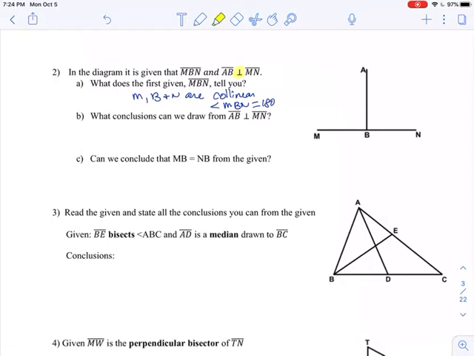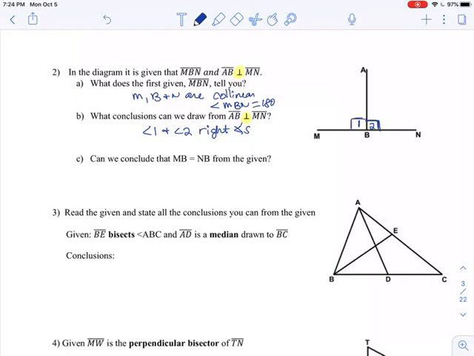Okay? The most important thing in this, though, is part B. What conclusions can we draw from the fact that AB is perpendicular to MN? Remember on the other page, we learned that perpendicular lines form right angles. So the conclusion that we can draw, I can put numbers right here on my picture, and I can say angle 1 and angle 2 are right angles. Why? Because perpendicular lines form right angles.